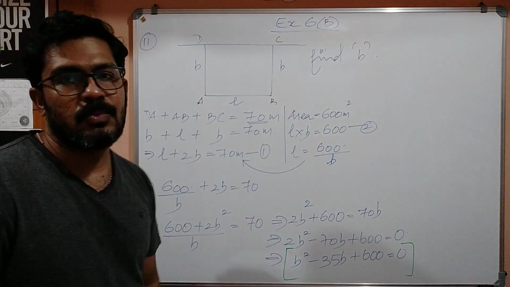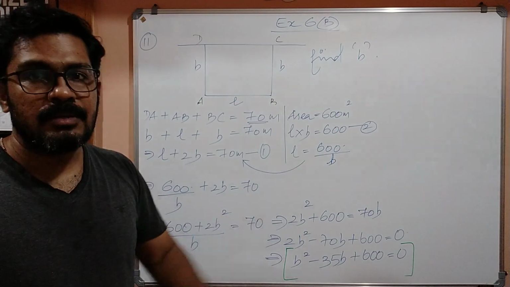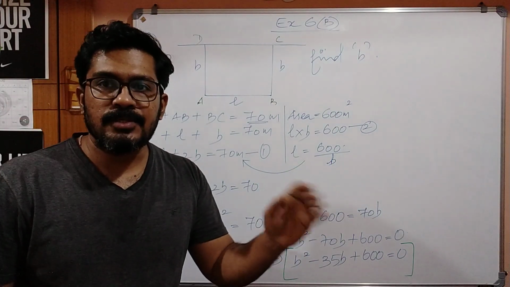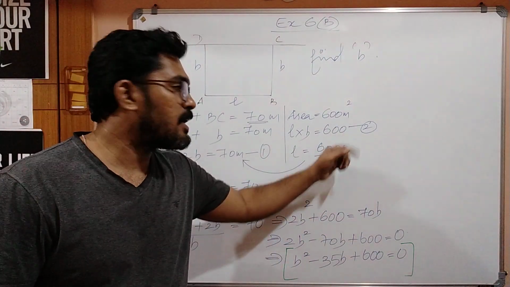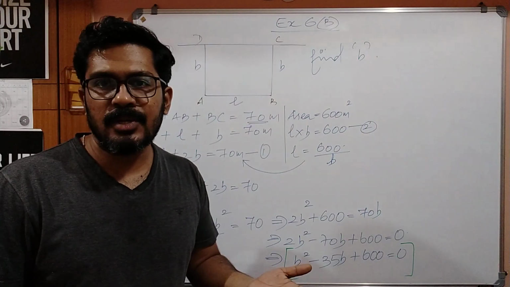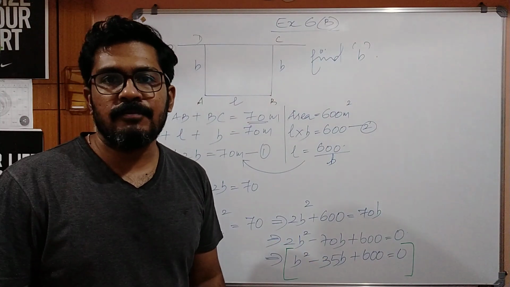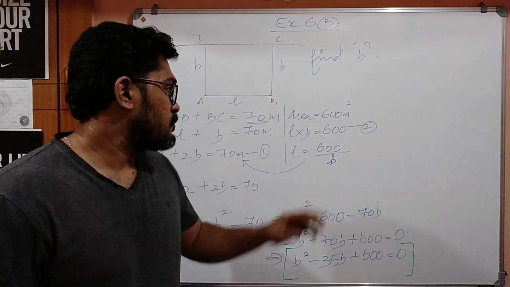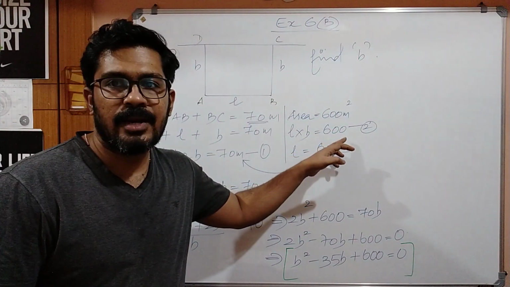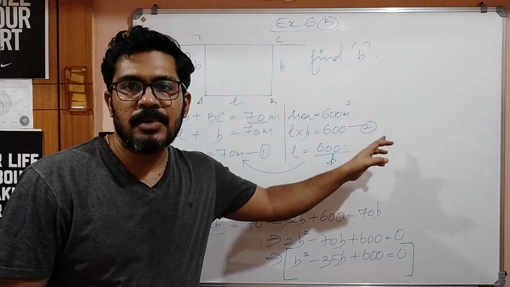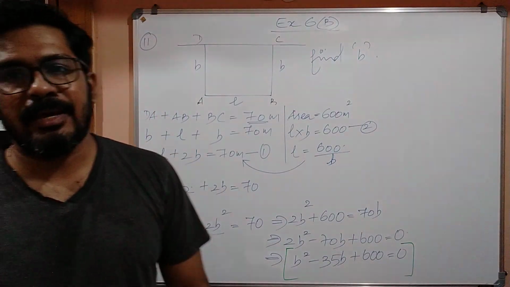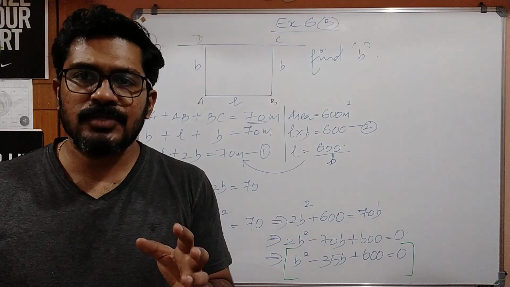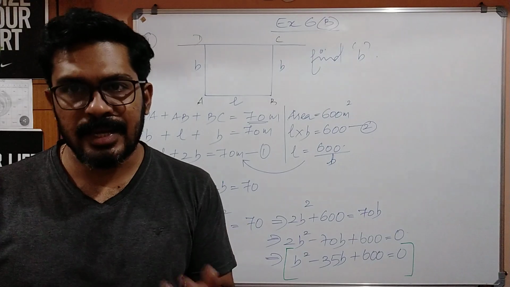Okay, equation number 1. Now the second parameter is, the area of the shed is equal to 600 meters square. It's a rectangular shed, so obviously the area will be found by L into B. So I get L into B is equal to 600. That is equation number 2. Okay, so the two equations which were required are ready.